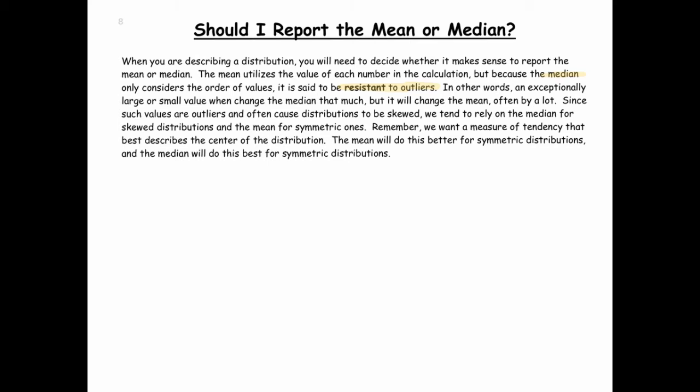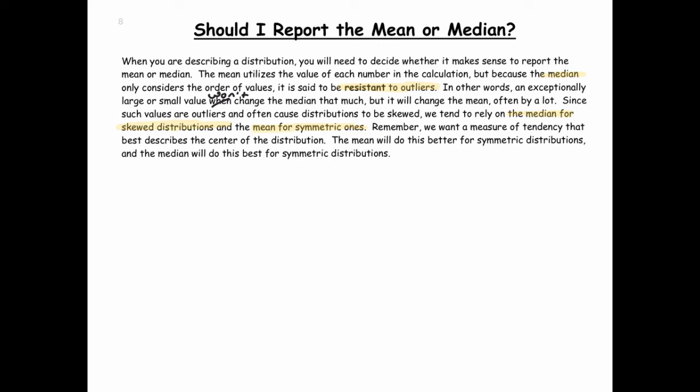And I note that here. An exceptionally large or small value won't change the median that much, if at all. I just noticed a typo here. But it definitely will change the mean, as we're going to see. And outliers generally tend to cause distributions to be skewed, so we tend to rely on the median, and this is something I would highlight. We tend to rely on the median for skewed distributions, and we rely on the mean for symmetric ones.